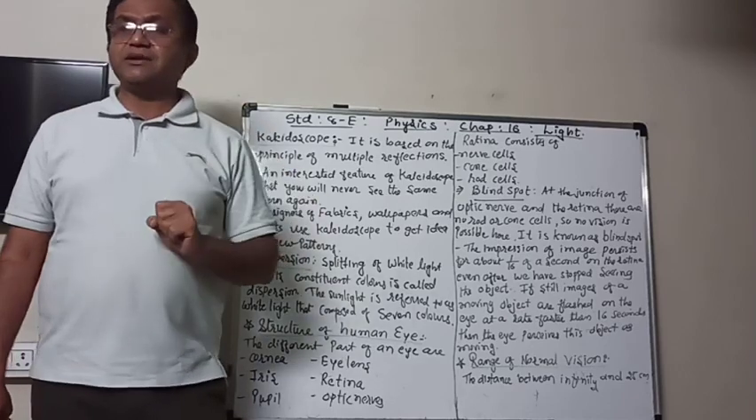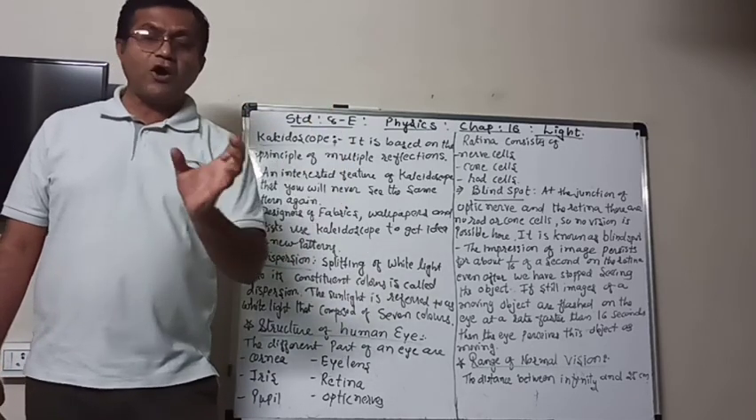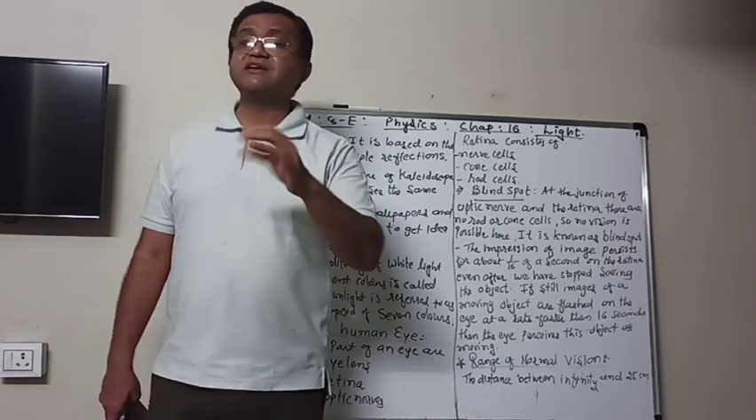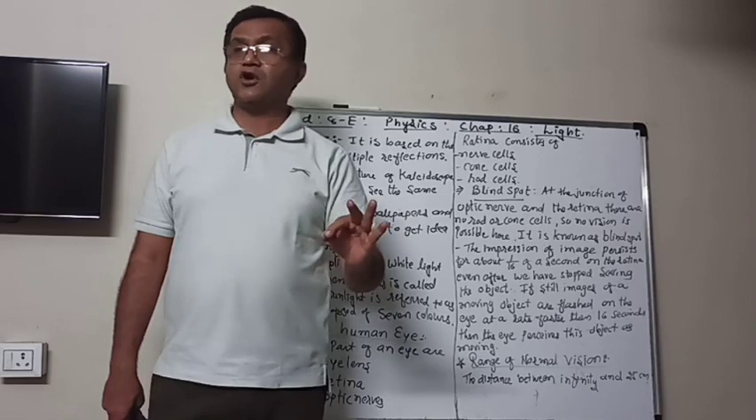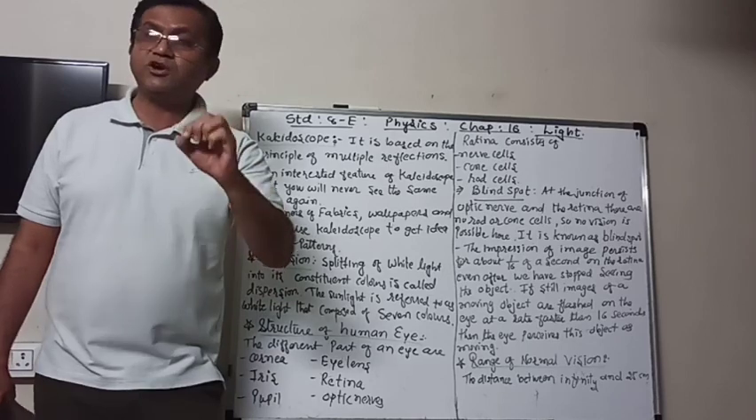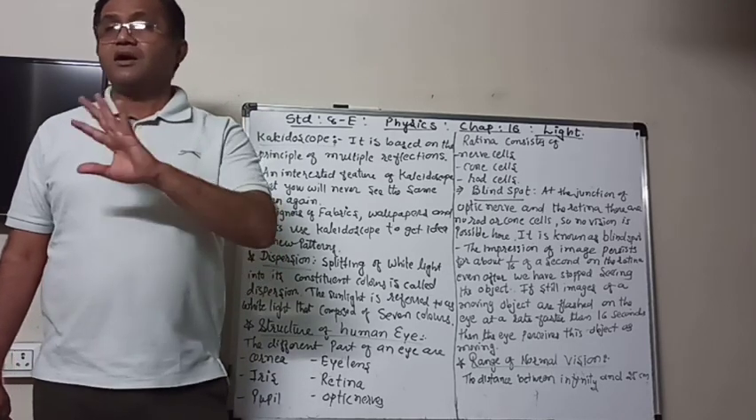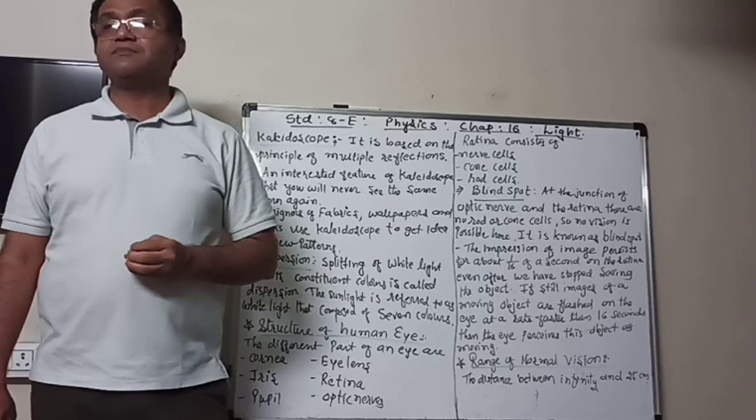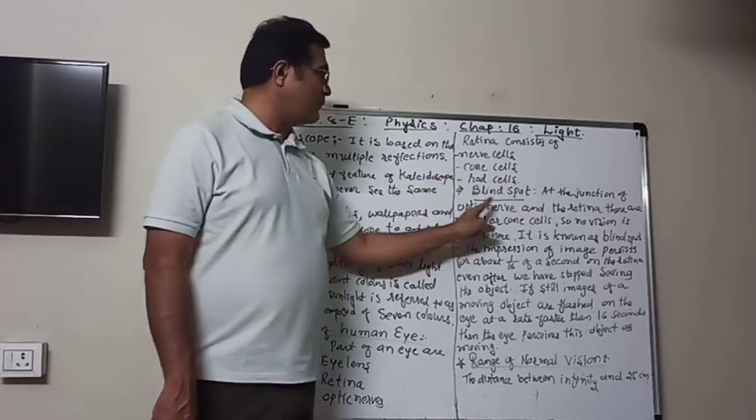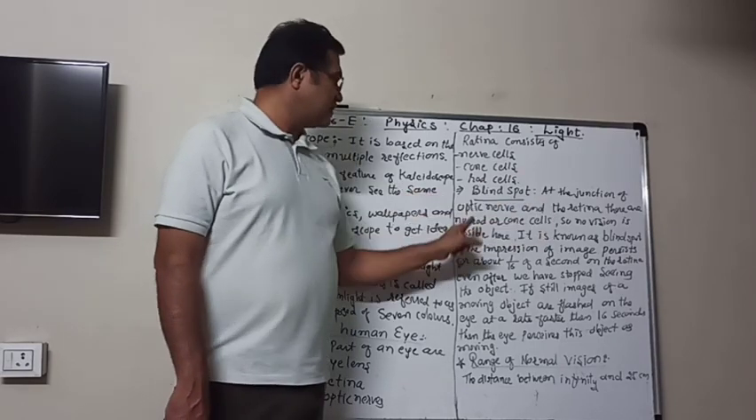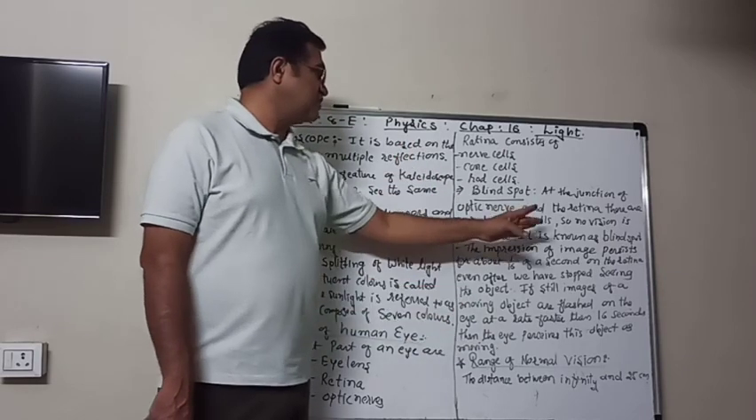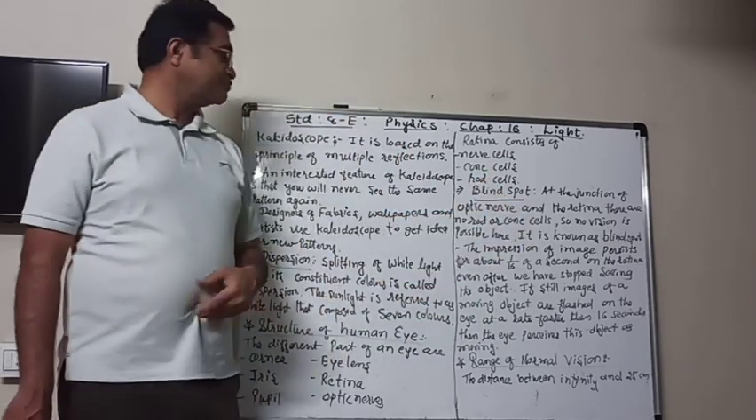Now at the junction, that is, at the connection where the optic nerve and the retina are joined, there are no cone cells and no rod cells. Therefore, if the vision falls on an object in that particular space, the image cannot be seen, and that spot is known as the blind spot. So at the junction of the optic nerve and the retina, there are no rod or cone cells, so no vision is possible here. It is known as the blind spot.